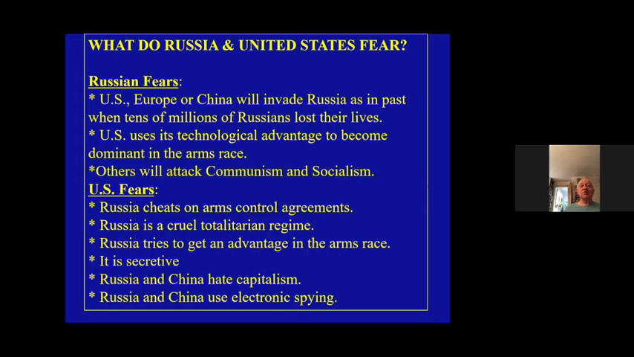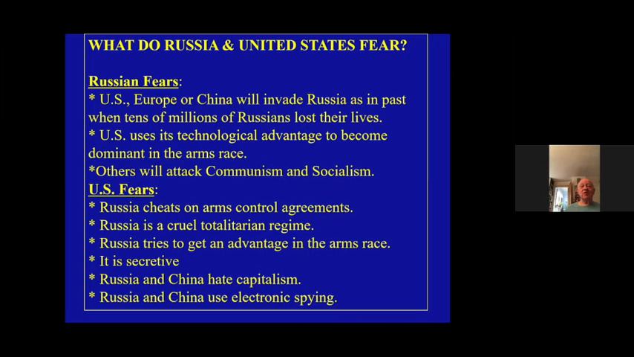Russian fears is the US will use its technological advantages, which it has many times, to try to become dominant in the arms race. In each one of those cases, Russia has caught up. And one of their fears is that others will attack communism and socialism.